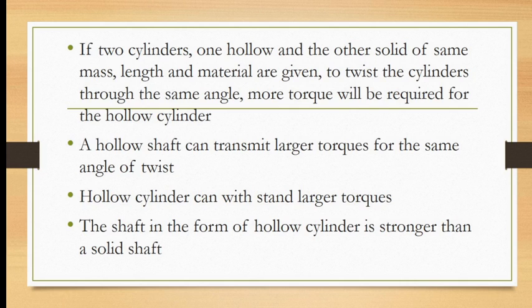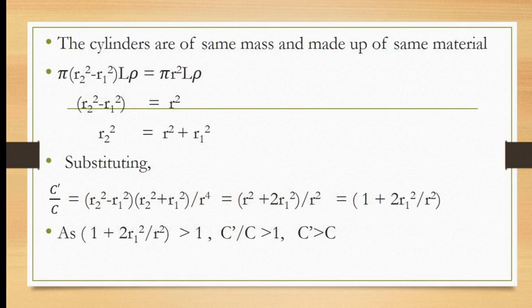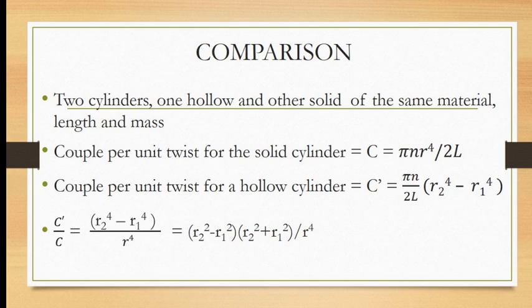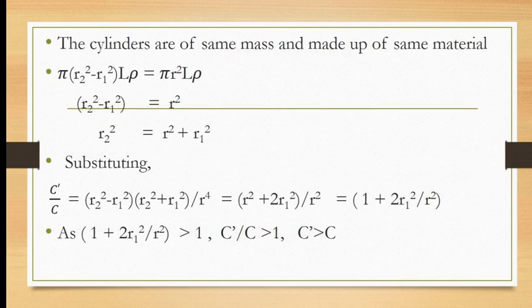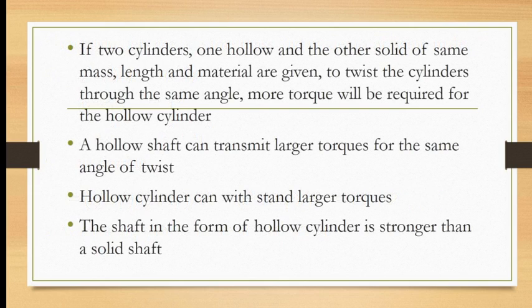You can explain it with the help of the derivation which we had done. It's simple. Just take the values of C and C dash, take the ratio between them and substitute for R2 square. Simplify and you can find out C dash is greater than C. So it's an application level question, very important.